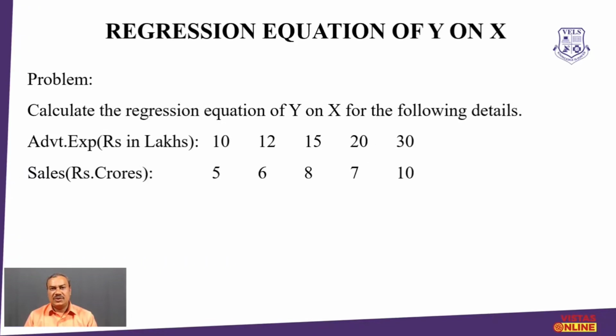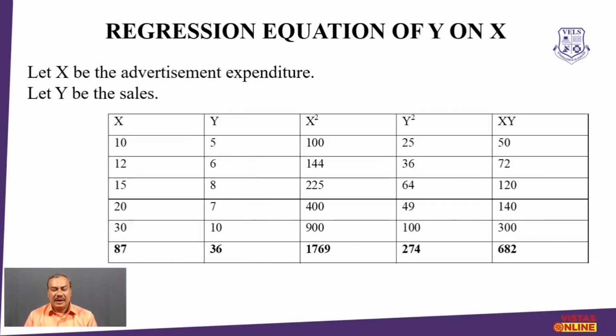Here pairs of observations are given. x equals advertisement expenditure in rupees in lakhs, and the respective y value is sales in rupees in crores. These are the given pairs of observations. For this data, we have to construct the regression equation of y on x. For this, let x be the advertisement expenditure and y be the sales. Before constructing the regression equation, we need to calculate x bar, y bar and byx.